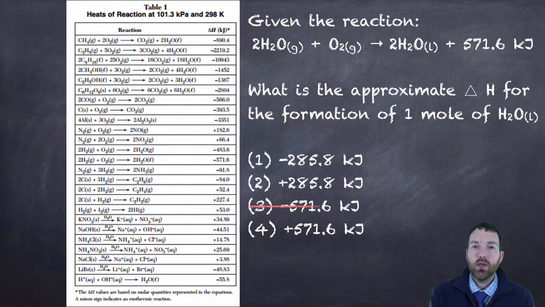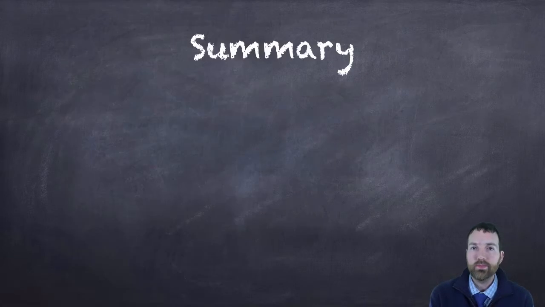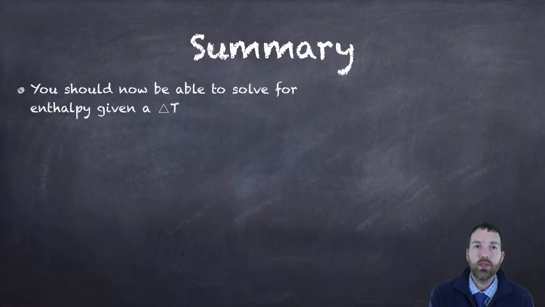Okay, so it's not going to be 3. Like I said, our delta H would be negative 571.6, but that's for the production of 2 moles of water. Okay, the answer is also not going to be 4 because this is an exothermic reaction. I know this because energy is a product. So it's not going to be positive. My delta H is definitely going to be negative, but it's going to be half of the actual delta H because I'm only making 1 mole of water. So that's choice 1.